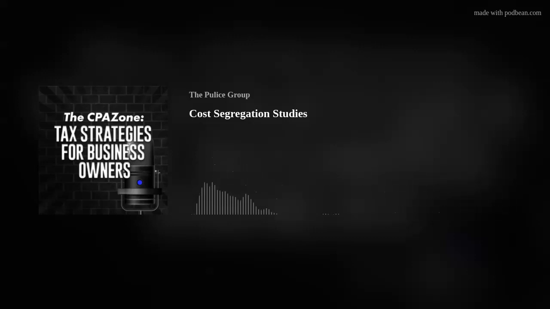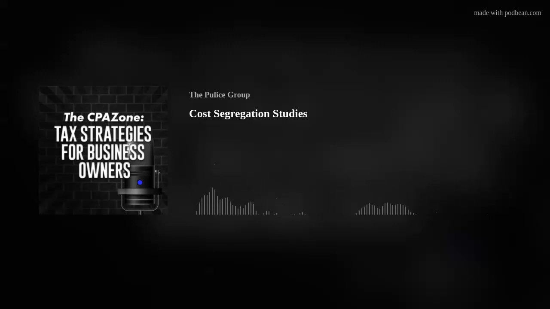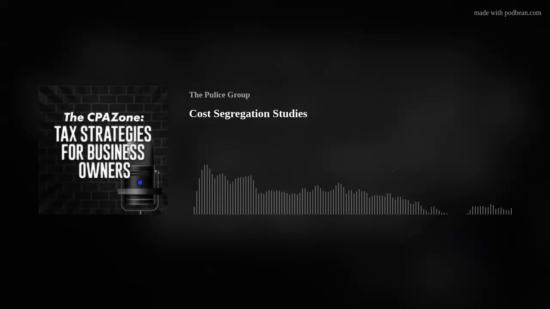But without a cost seg study, what generally happens is people record the value of the entire building as either 39-year property or 27.5-year property. That's what's on the depreciation schedule, and they're losing the benefit. The technically correct way, according to the IRS, is to allocate the costs to the various components and not lump it all together. The IRS isn't going to care because your deductions are going to be smaller over a longer period of time, but the correct way to do it is to use a cost segregation study.